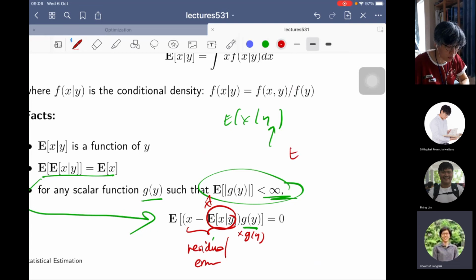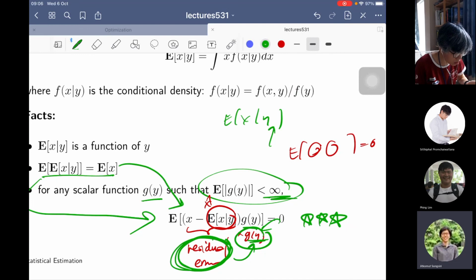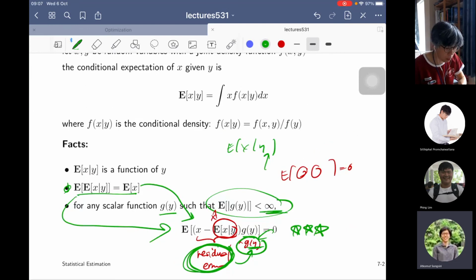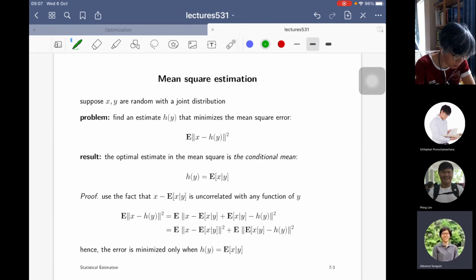It just says that, when you have the expectation of this product equal to 0, the residual error is uncorrelated with g(y). This residual error is optimal in the sense that it's always uncorrelated with any function of the data, any function of the observations. Mathematically this can be verified. Please do it yourself, using the same trick as in the second bullet. We're going to rely on this result when we talk about MMSE, which we are about to see.